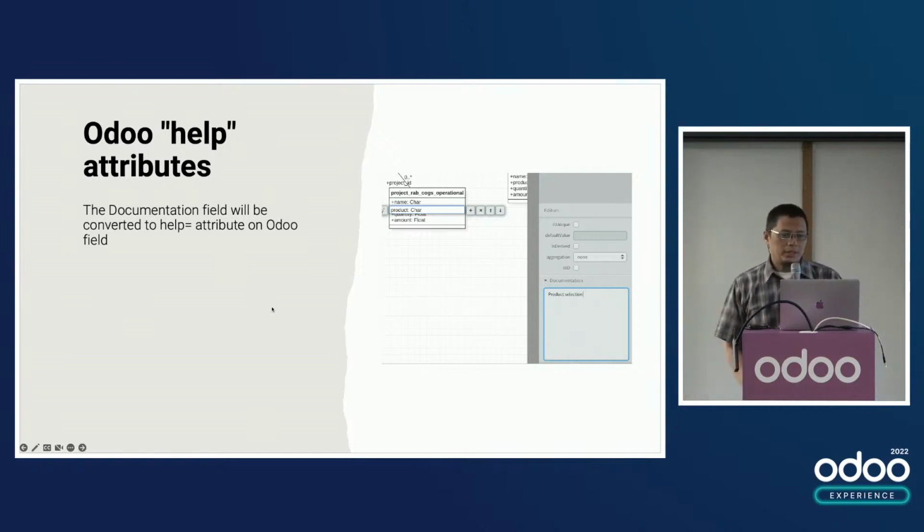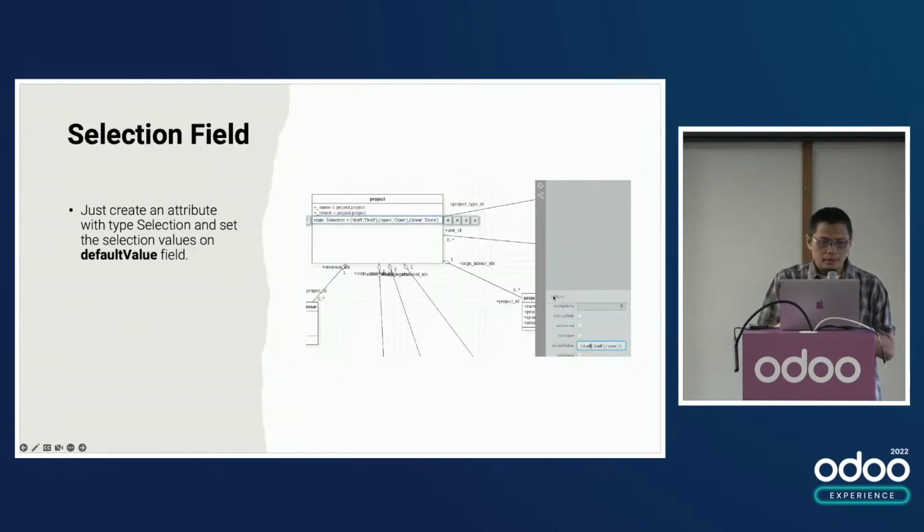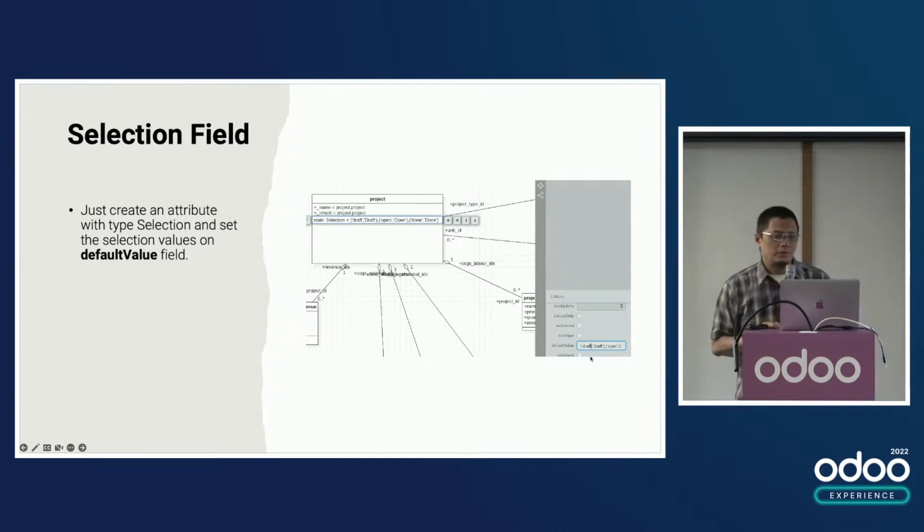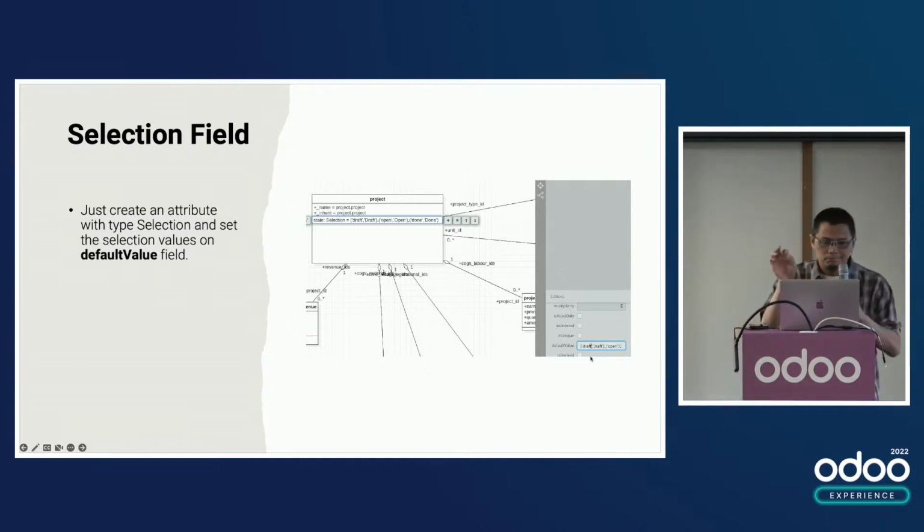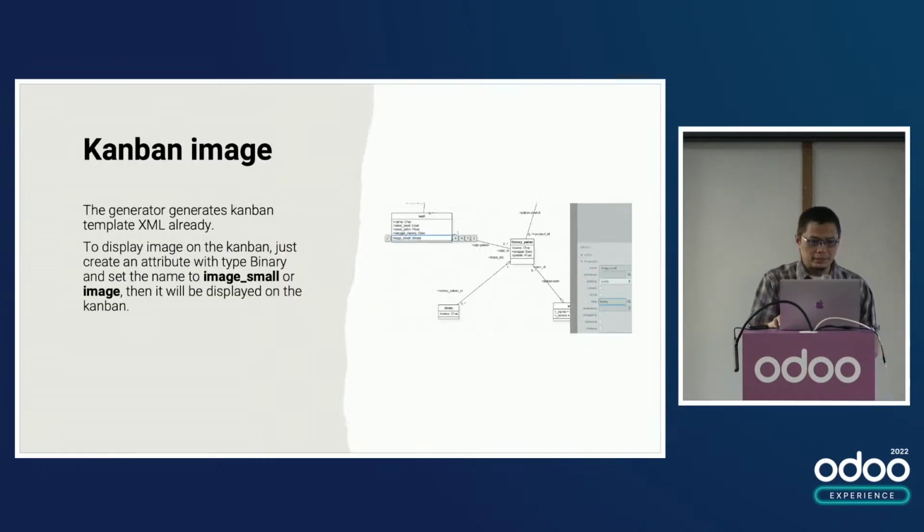And then the optional help field, it is easy, just put the help text in the comment section. And the selection field is easy also, just type the selection field as with other Odoo add-ons. And then the values for the field, we put in the default value field in StarUML. It is a standard tuple notation.